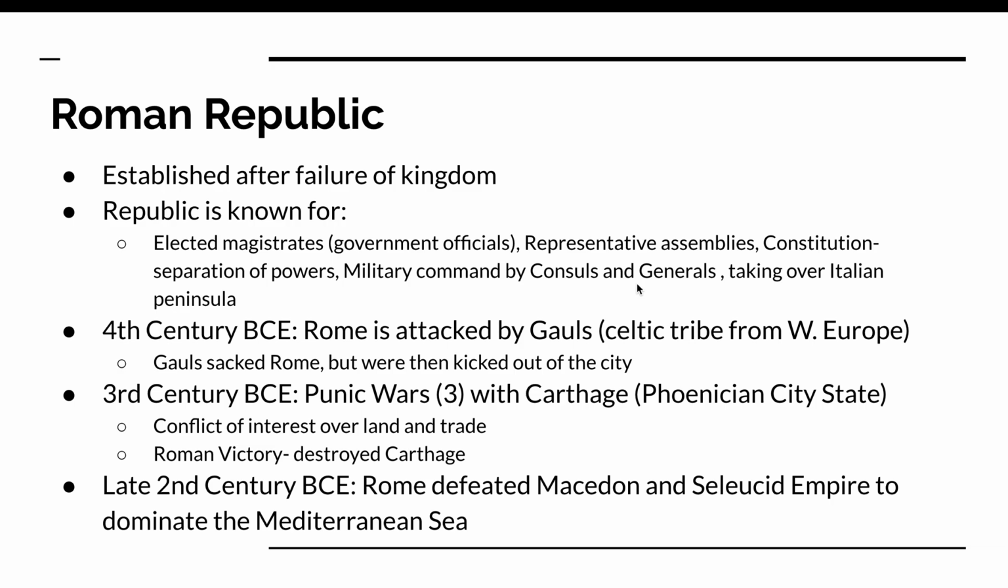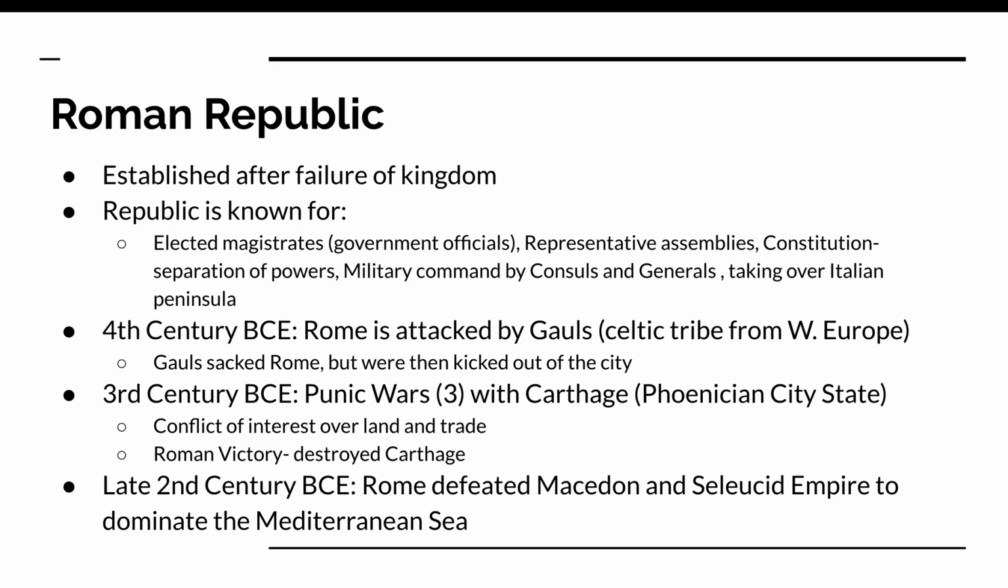We start to see the peninsula of Italy being taken over. Remember, Rome is at the center of Italy. When we think of Italy, we automatically think of Rome, which you should. Then we see wars, and we see warfare all the way through. In the 4th century, we start to see Rome is attacked by the Gauls, which are this Celtic tribe out in Western Europe, kind of the area of France. We start to see them invade Rome.